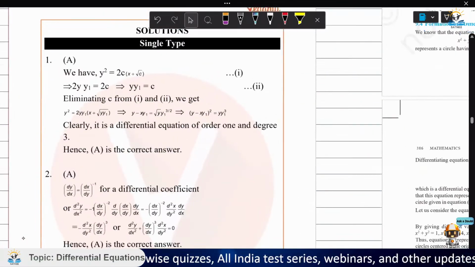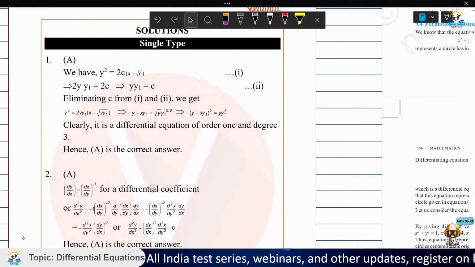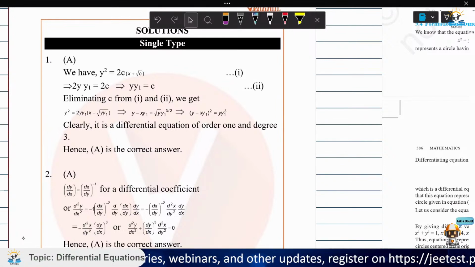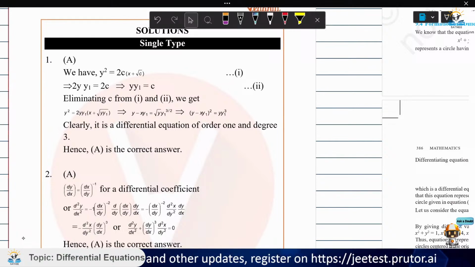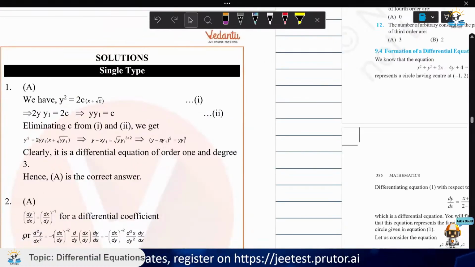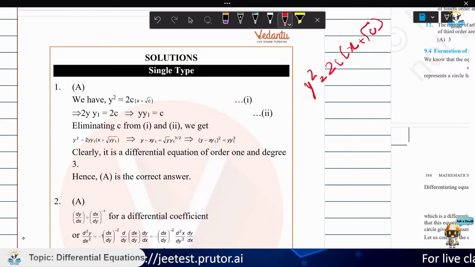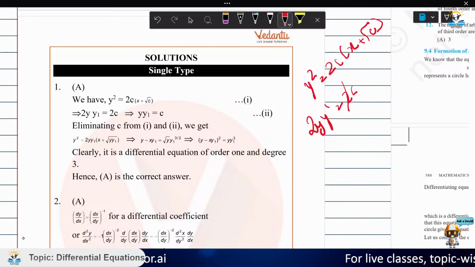Let's see how we approach the solution in the best possible way. Yes, we have this and we differentiate it, right? So we get this. So we eliminate c and write this equation here, and we clearly get what the order and degree are. Okay, so we'll try to solve it by ourselves also and see how it flows. We were given y square is equal to 2c into x plus root c. So 2yy dash is equal to 2c. So we get the value of c directly and we substitute it here.